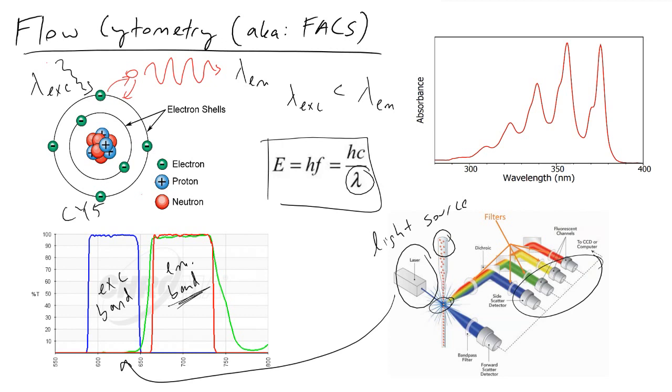They've got very high throughput, and so very quickly you're able to determine how many cells in your population have a particular fluorophore present. And this is how the flow cytometer is working.